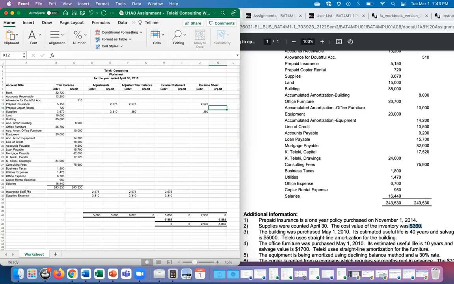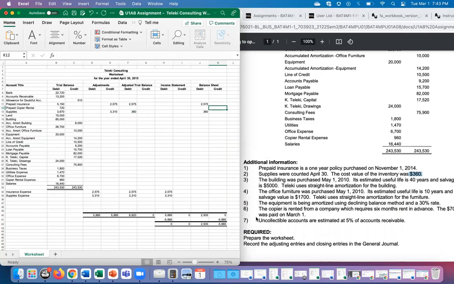All right, so now we're up to date in both the prepaid insurance account, the supplies account, the insurance expense account, and the supplies expense account. As I said, what I would like you to do is go through the rest of these, load them up, do the best that you can, submit it, and I can tell you if you did it right or if you did it wrong.